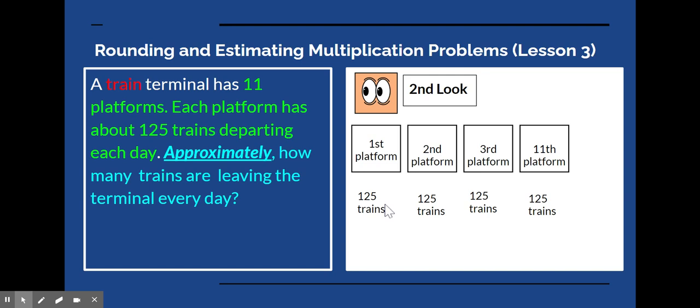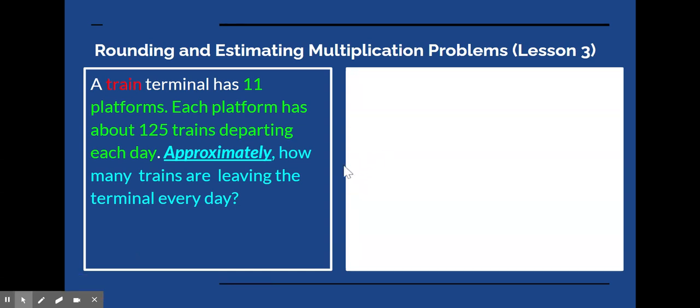And we know from last videos, our understanding of multiplication, that when we have sets of groups that are repeating the same number, then we are multiplying. Okay, moving on to our third look. We are going to solve our word problem.